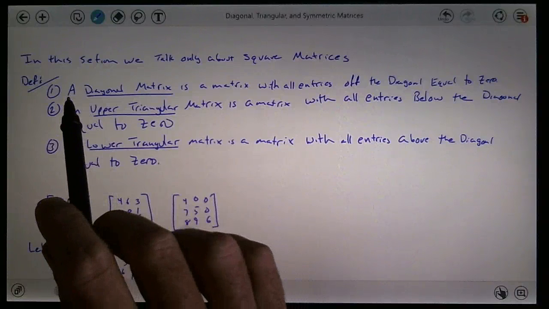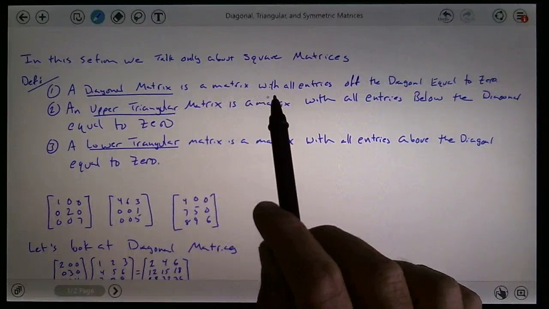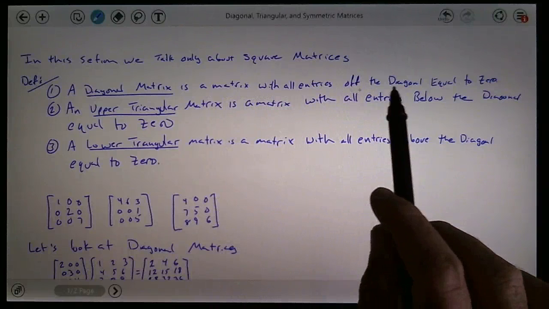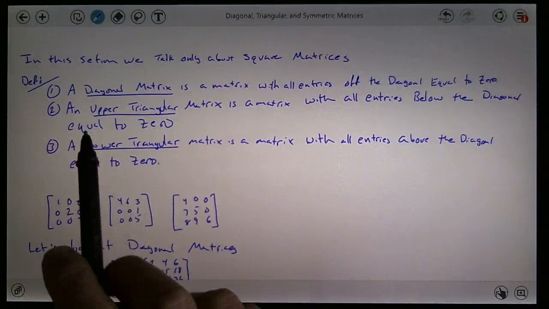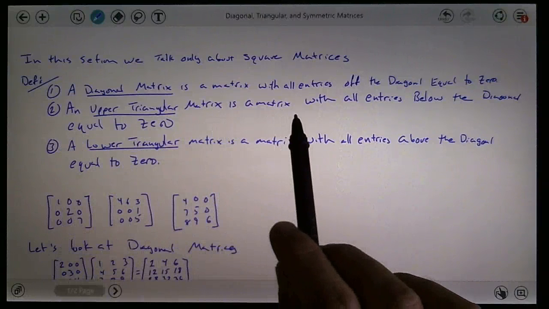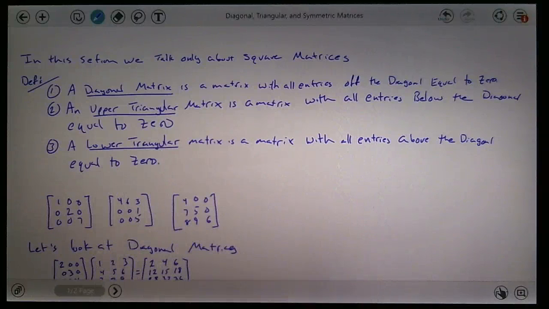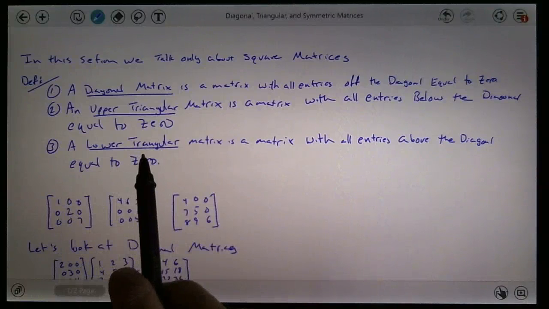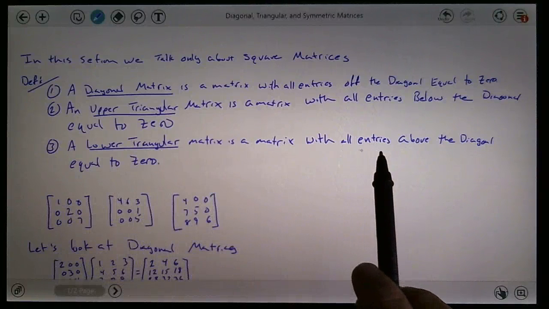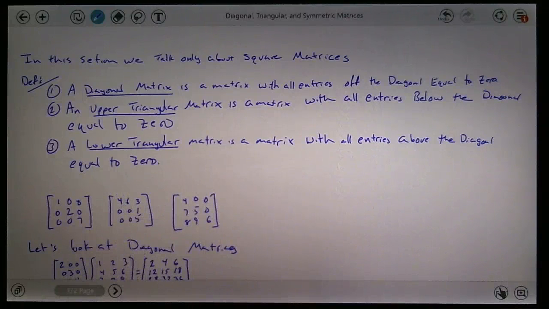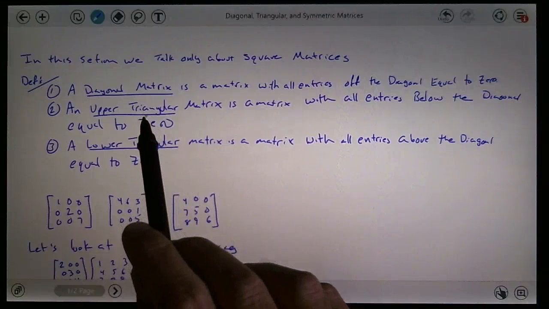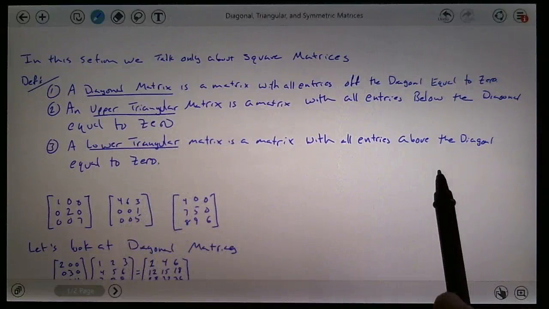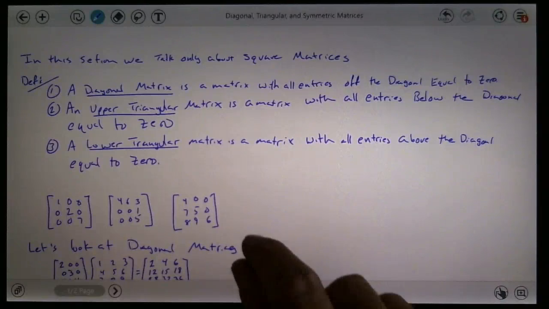Now, definitions here. A diagonal matrix is a matrix with all entries off the diagonal equal to 0. An upper triangular matrix is a matrix with all entries below the diagonal equal to 0. And a lower triangular matrix is a matrix with all entries above the diagonal equal to 0. Sometimes the definitions here seem backwards, where upper talks about below and lower talks about above. But here are some examples, and we'll see why.